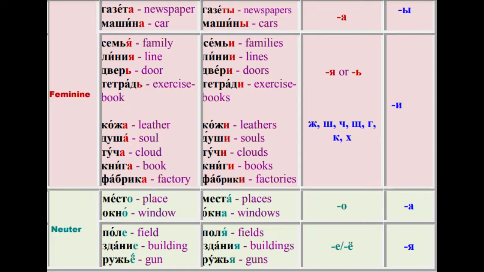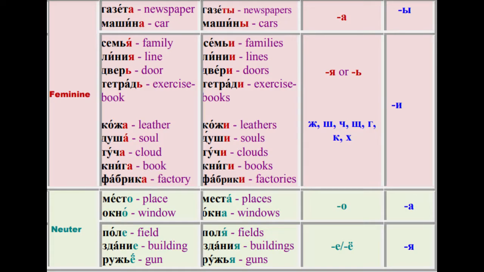Машина, машины. If feminine noun end with letter ya, then we change letter ya into letter и if we want to make this noun plural. For example, семья, семьи. Линия, линии.